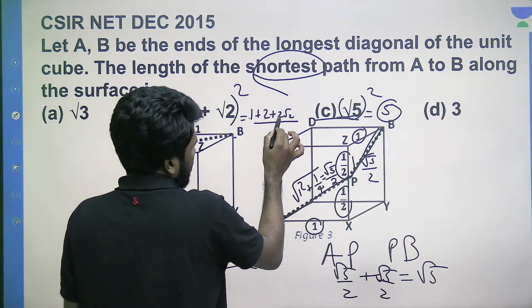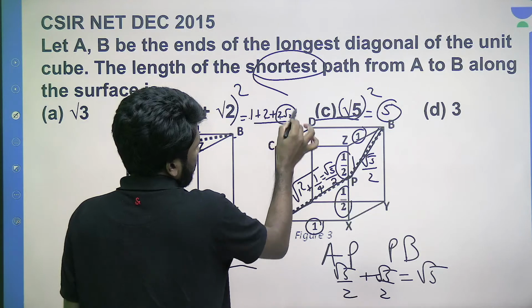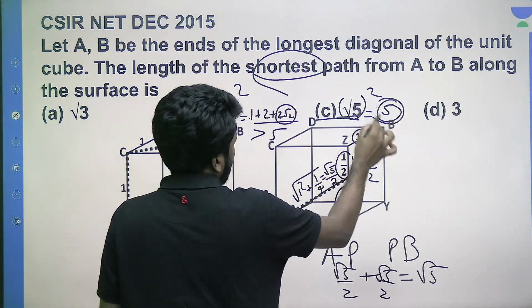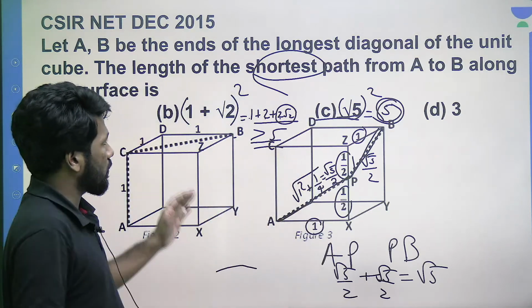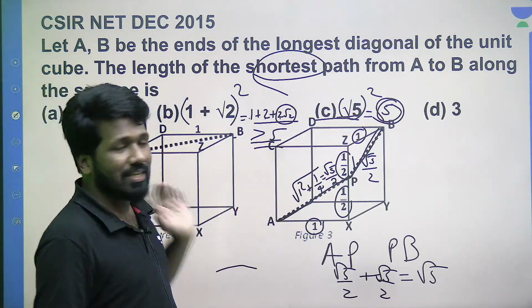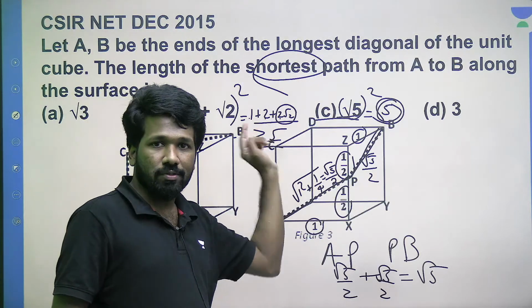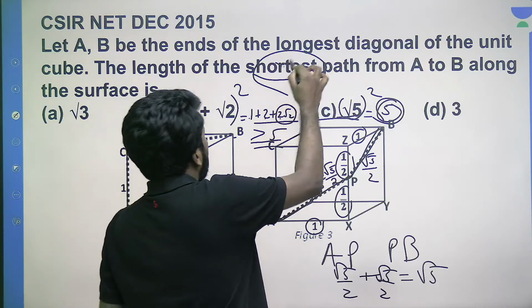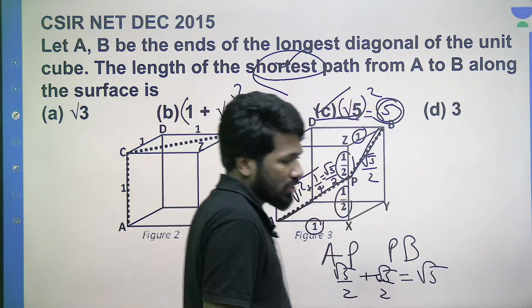This is 3. 3 plus 2 root 2 is definitely more than 5, since 2 root 2 is more than 2. The square of this is 5, the square of that is more than 5. So clearly this is less than that, because x square is less than y square, so x is less than y. That is why the shortest path is not option B, it will be option C.